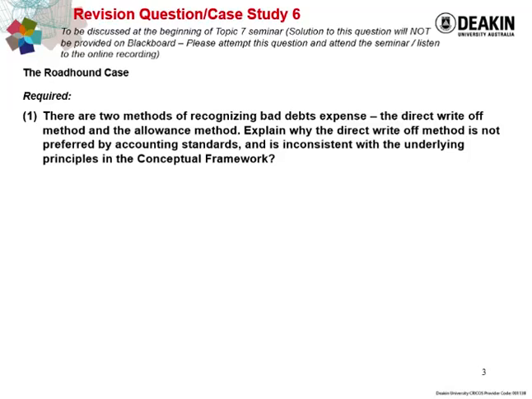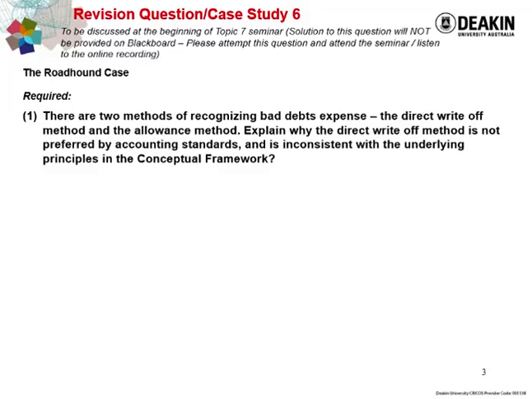Before going through today's topic, let's discuss revision question or case study 6. So what is this case about? A company called Roadhound wrote off $17.7 million following the collapse of Dick Smith, which is its biggest customer. The customer Dick Smith experienced cash flows issues and stocked up obsolete items, which fundamentally drove the failure. When Dick Smith failed to pay the outstanding amount, Roadhound declared it as bad debt.